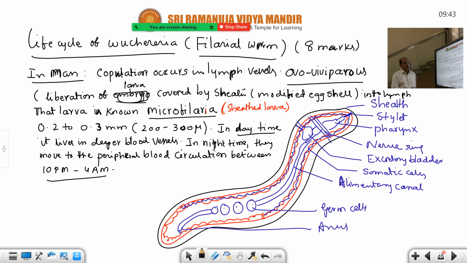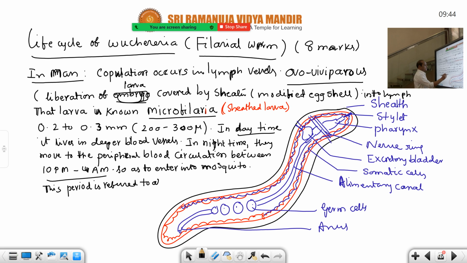So as to enter into the secondary host. The secondary host of Wuchereria bancrofti, you already know, is the female Culex mosquito. So they move so as to enter into the mosquito. That is the reason. This period is called nocturnal periodicity. This is a characteristic feature of the microfilaria larva. This is given for 2 marks also.